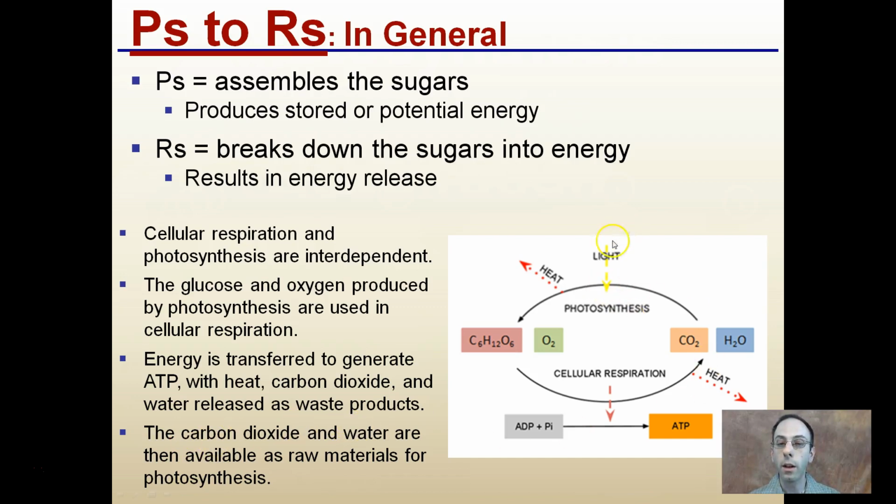We see that here. Here's our light energy. Photosynthesis is assembling our sugar molecule, C6H12O6, and kicking out oxygen. That's then being used by the process of cellular respiration, breaking down that sugar molecule to generate ATP and heat energy, and also carbon dioxide and water are byproducts, which are needed for the photosynthetic process. And this cycle then repeats.